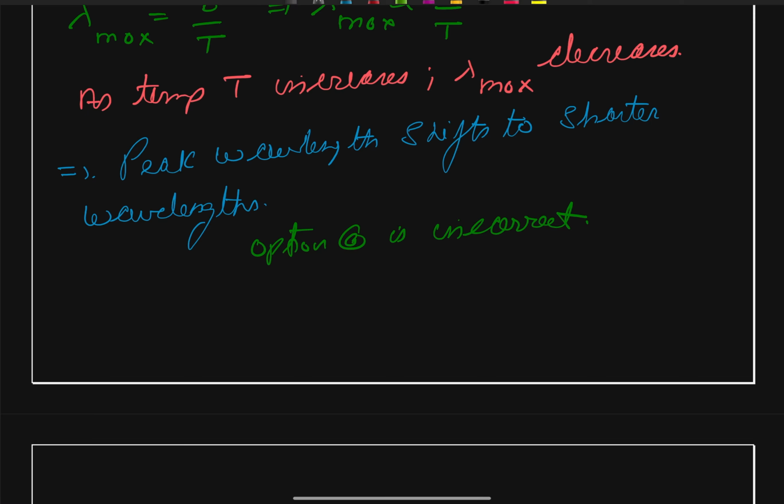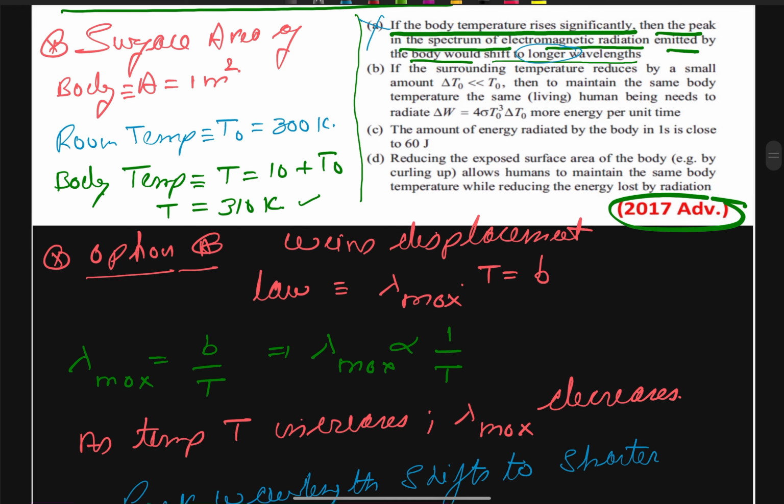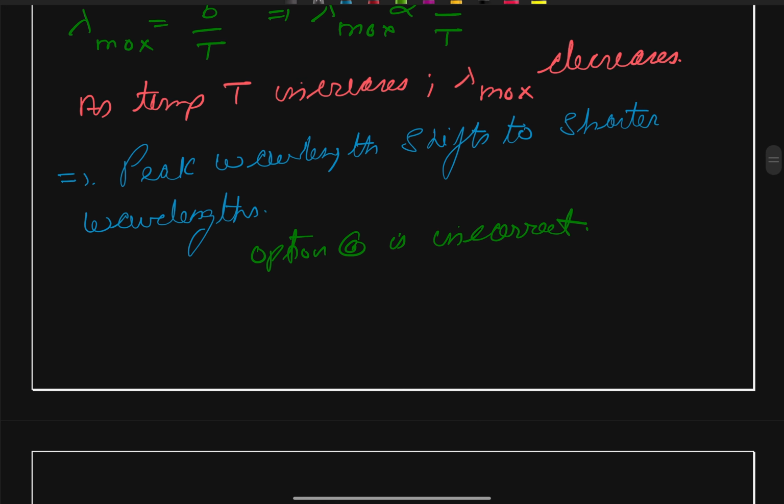And we come to option B, which states that if the surrounding temperature reduces by a small amount delta T0, which is much lesser than T0, then to maintain the same body temperature, the same living human being needs to radiate delta W, about 4 sigma T0 cubed delta T0, more energy per unit time. So if the temperature reduces, we have to find out how the body radiation is going to change. For that, we are going to use our Stefan Boltzmann law.